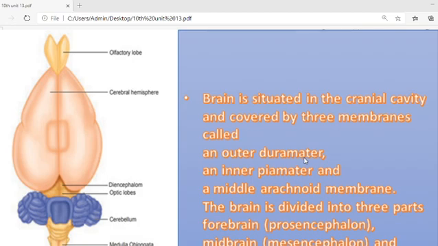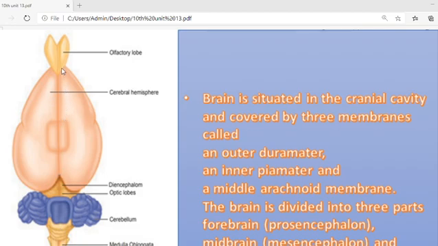Then the brain is divisible into three main parts. One is the forebrain, otherwise called prosencephalon. Then the midbrain, or mesencephalon. And the last part is the hindbrain, or rhombencephalon.